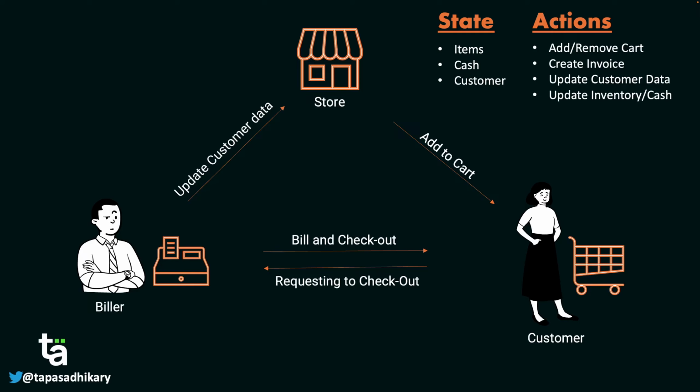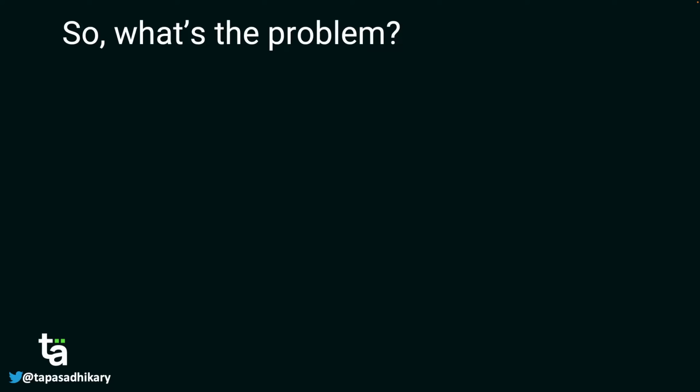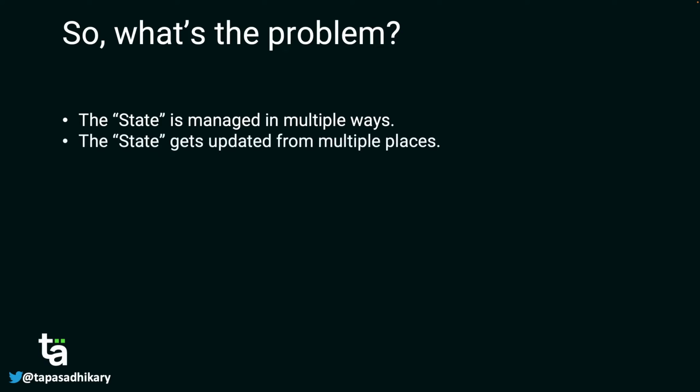Now, let's see what kind of problems we might face when the application gets bigger. When the application gets bigger, we can face the problem of the state being managed in multiple ways and from multiple places. These are the two major problems that you will see in an application which is growing bigger.